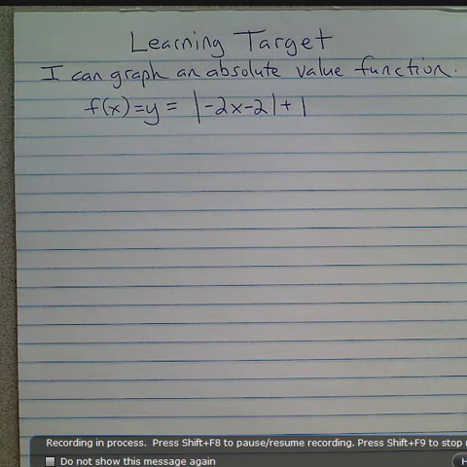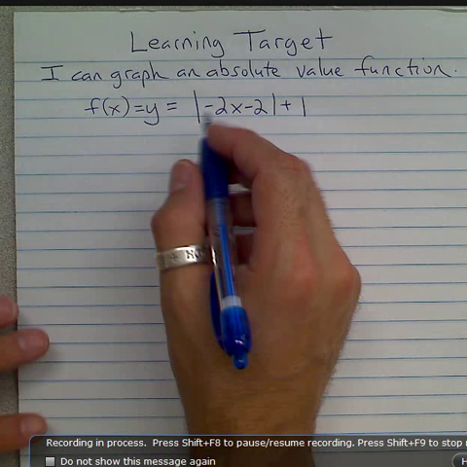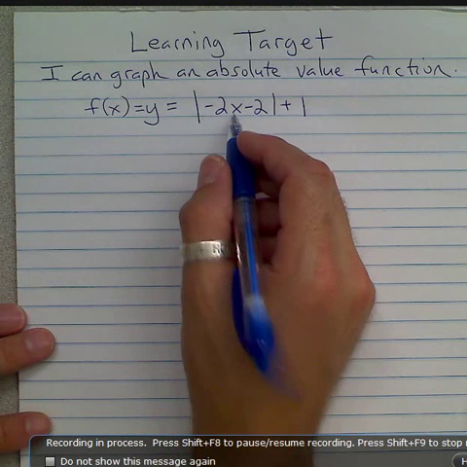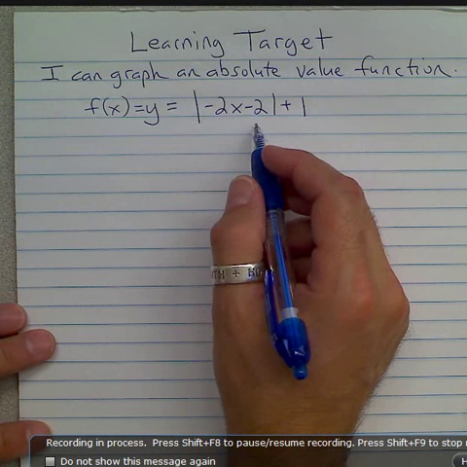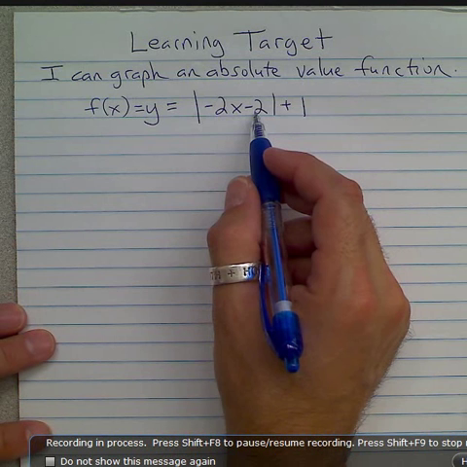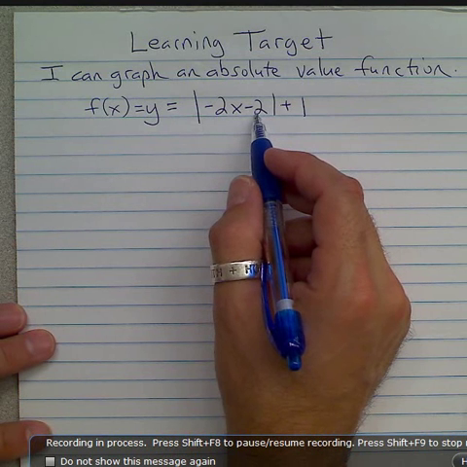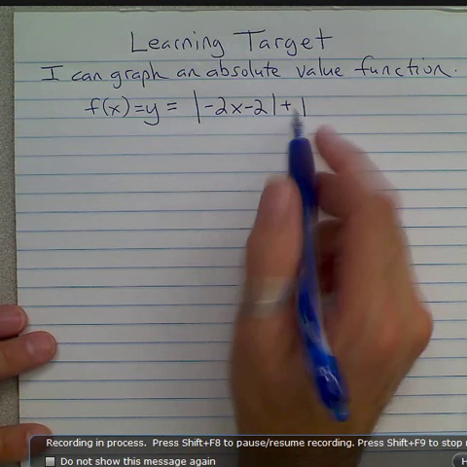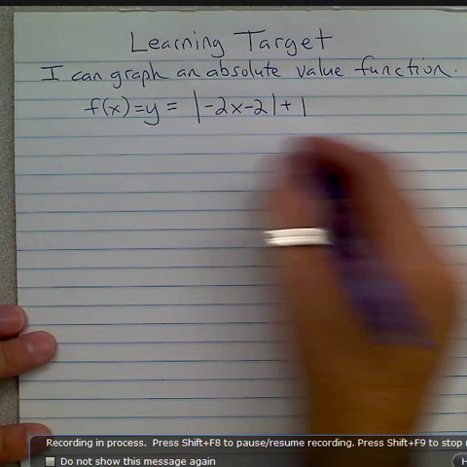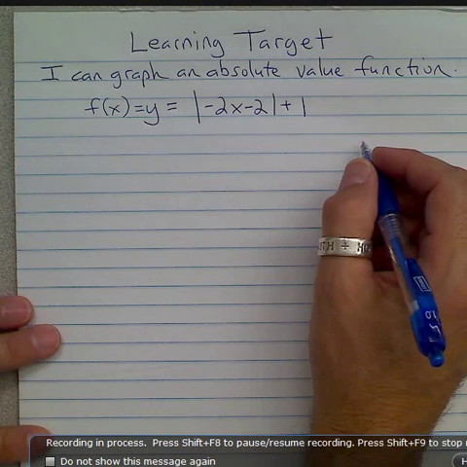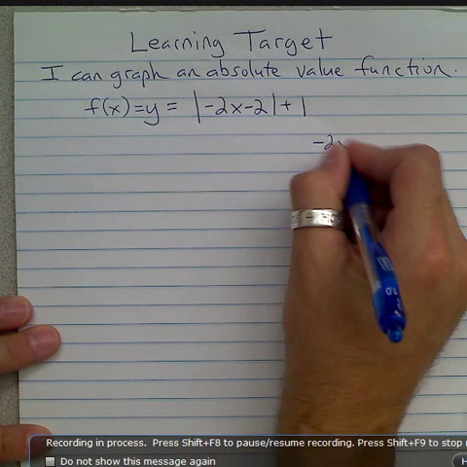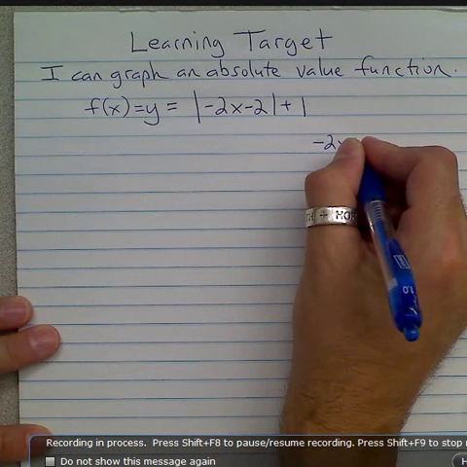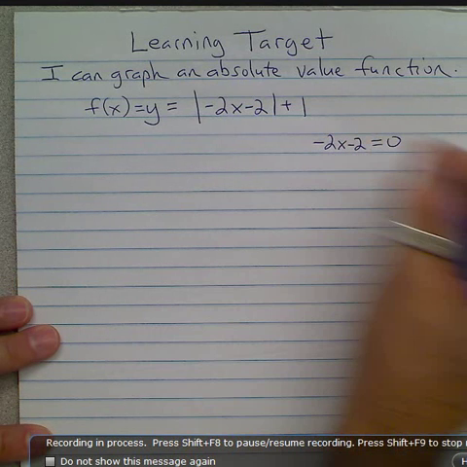Now, this is a rather complex absolute value function because we notice we have a negative 2 in front of our x. So it's not as simple as other problems where we can look at the shift horizontally and the shift vertically. What we need to do is a little bit of investigation, and we begin by taking what is inside of the absolute value bars and setting it equal to 0.